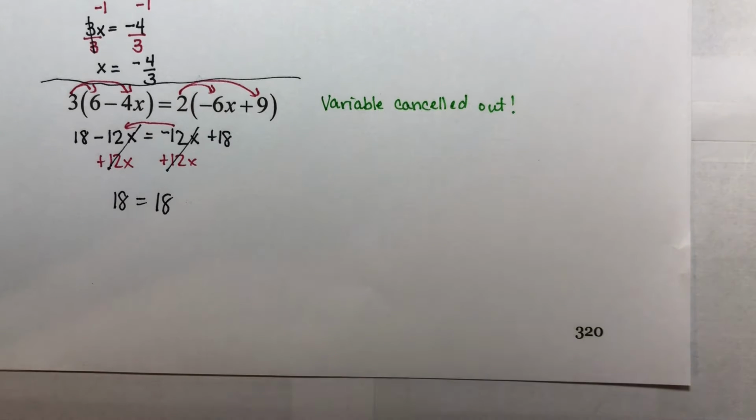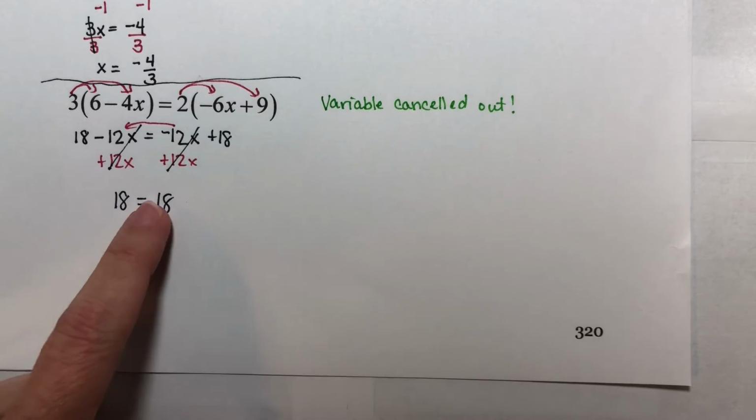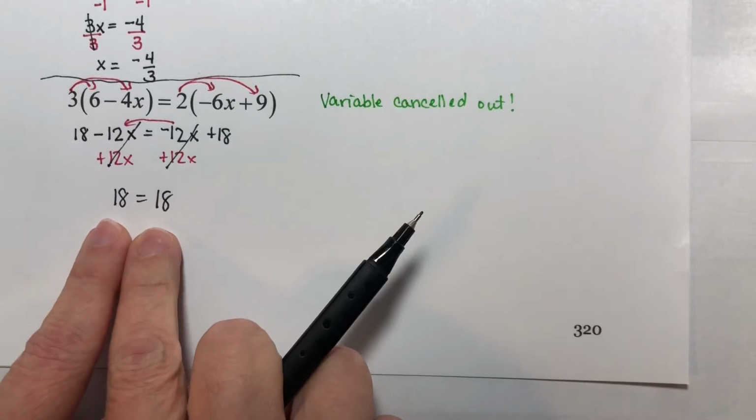We will either have all real numbers, which means that every single number you can imagine, you can plug in for x and it would be correct, or no solution at all. So there's nothing you could plug into x and have it work out. The way you decide whether you have all real numbers or no solution is you look at what you have left and ask yourself, is this true?